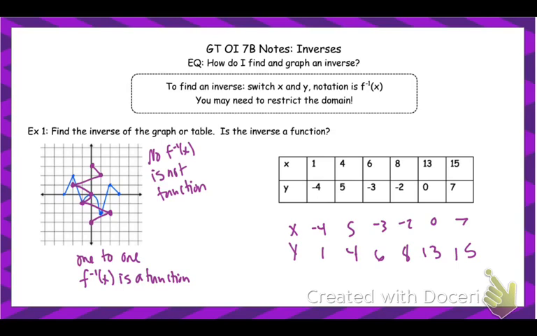Again, looking at this one, each x does have exactly one y. None of those x's are repeating. So your inverse here is a function, which means the original function, well, I know this is really a relation because it's just a set of points, but let's say that these are some points on a function, all right? Then it would be one-to-one because every x matches with exactly one y.